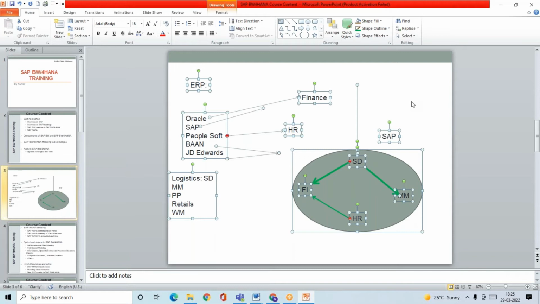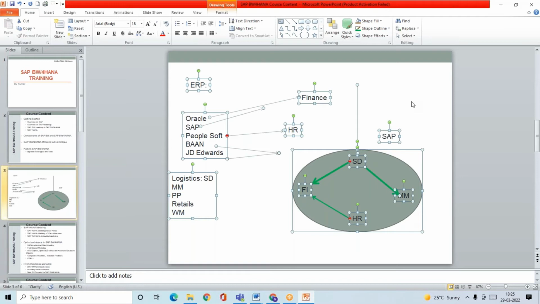Why has SAP become so famous? Because it has all the logistics included in one SAP model. It is a single ERP product which has all the modules inbuilt with a tight integration. That is a single statement you can say to end the answer.